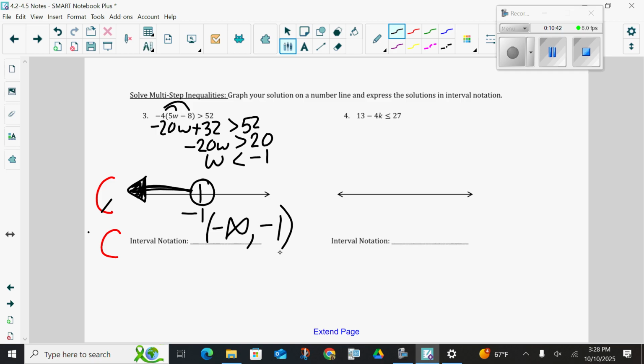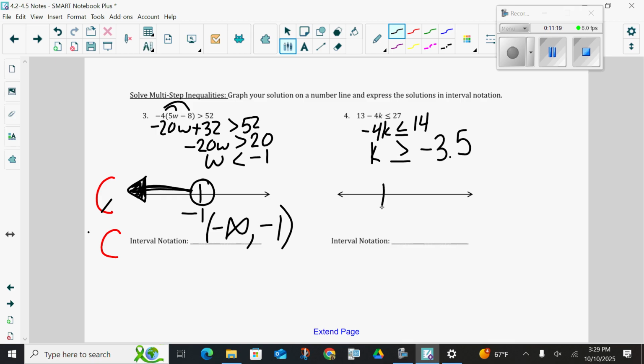So let's try another one. If we look at number 4, I'm going to solve for k. So I'm going to subtract 13 to both sides, and I'll get -4k is less than or equal to 14. When I divide both sides by -4, I'm going to wind up flipping the sign, and I'll get k is greater than or equal to -3.5.